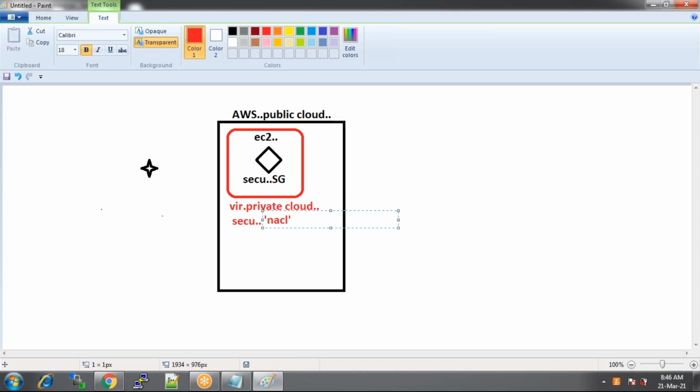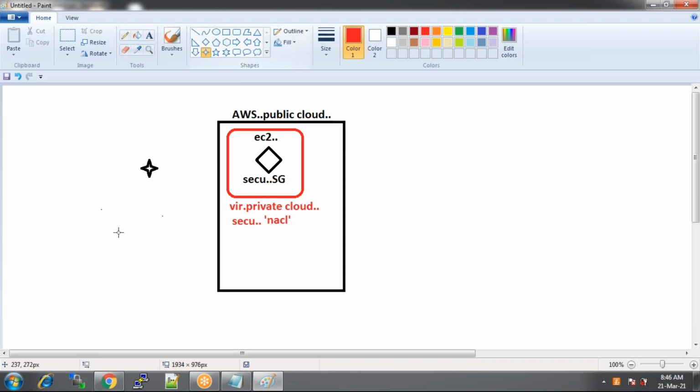Any user from outside, for example, who wants to access this EC2 instance, say I want to do SSH onto this EC2 instance, then this user should be allowed at two layers. One is at NACL level, the other is at security group level. So this is our network. This way we can provide more security to the resources within that network. So that's one reason.